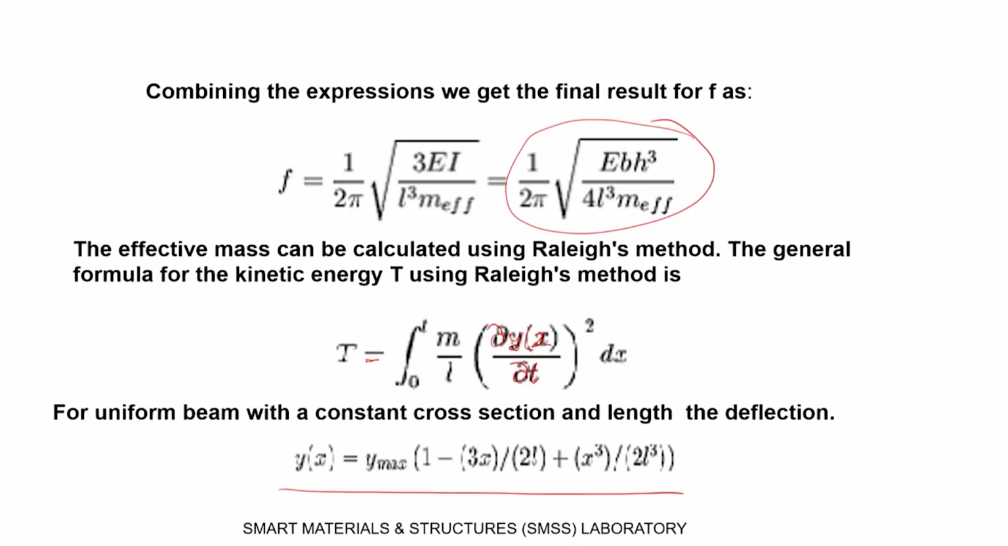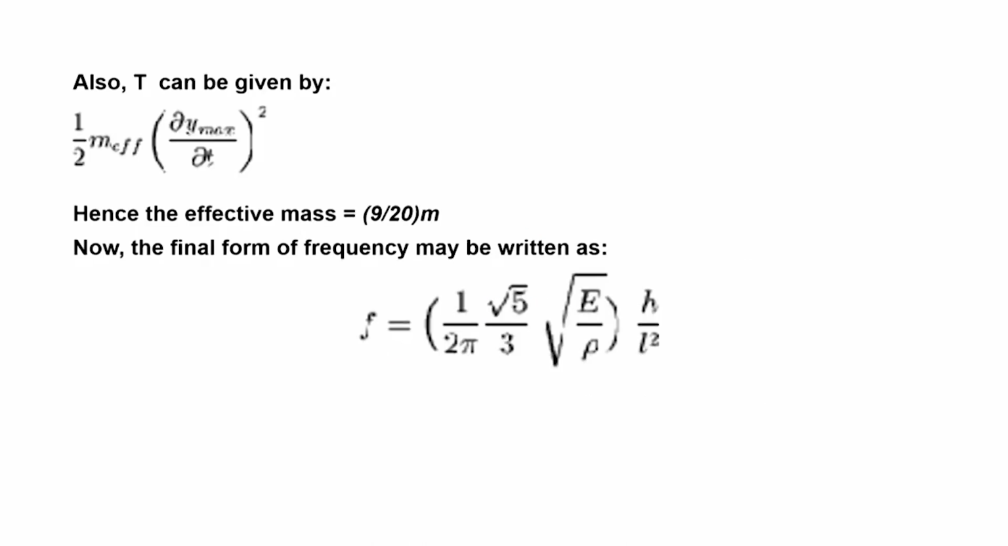So, it is a function of x, and you can express it as a function of x this way. You can put these things together so that you get an idea about the effective kinetic energy, and from there you can evaluate the mass, which will come out to be about 9 by 20 m. So, this is a very accurate analysis, and that will give us the frequency. Finally, once I put in all the variables, you will get the frequency as a function of square root of E by rho.